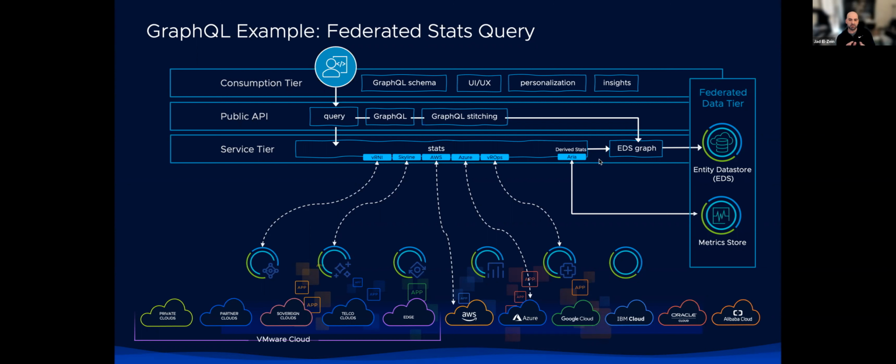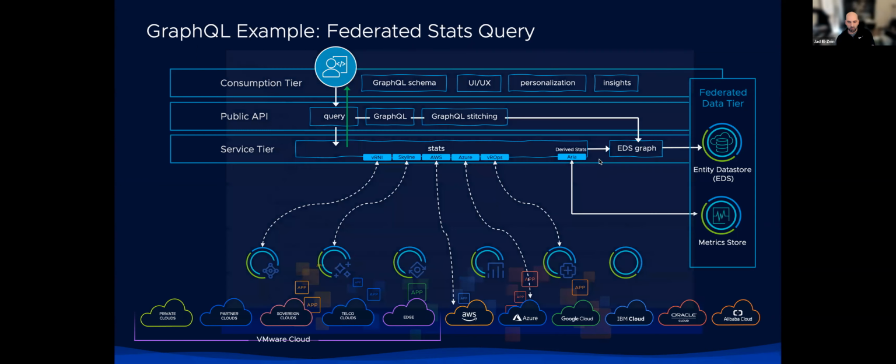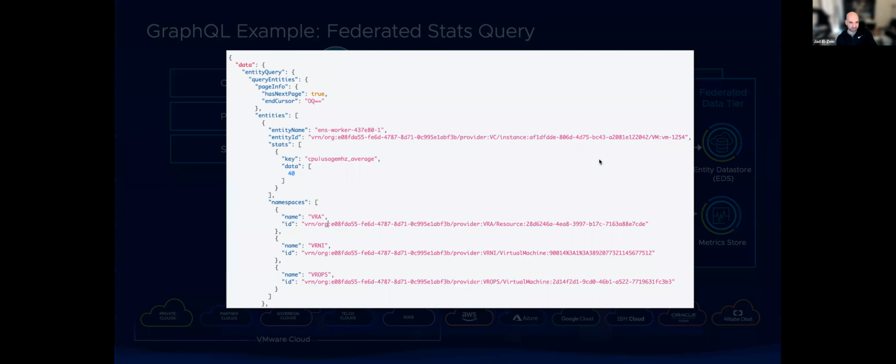And I'm also doing a lot of computing, and these are called derived stats. So I can do unique transformation of that data to give you something unique, like a score or a risk or something like that that is unique to Aria. And I'm now bringing all of that together through the GraphQL stitching service. All of this is instantaneous and done with a single query, so that I make my query to one URL for the provider, the GraphQL API, get one response, and it covers the entire scope of that example.